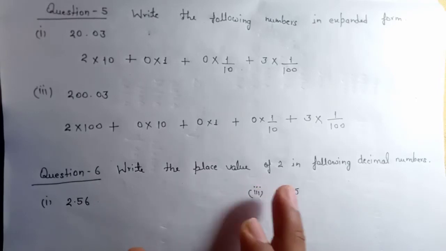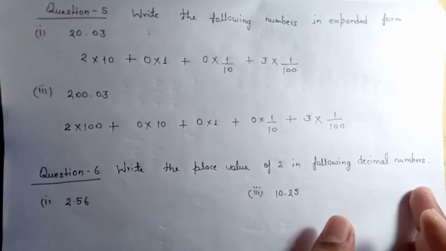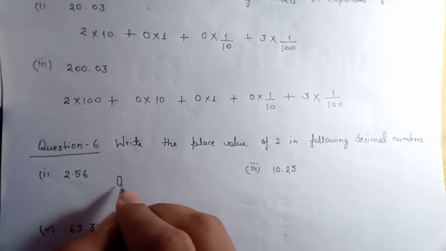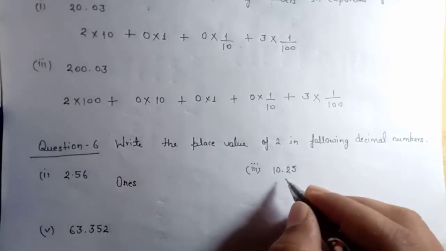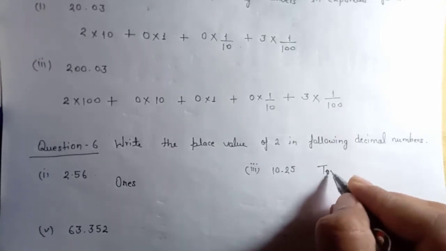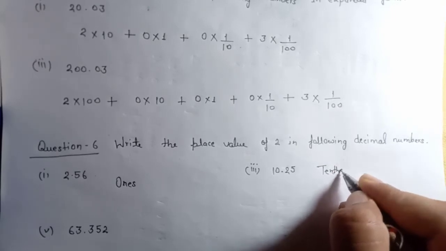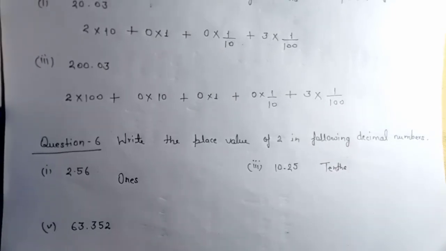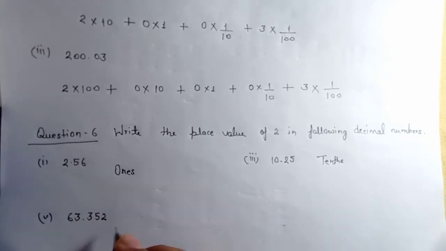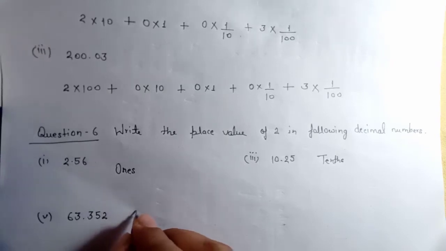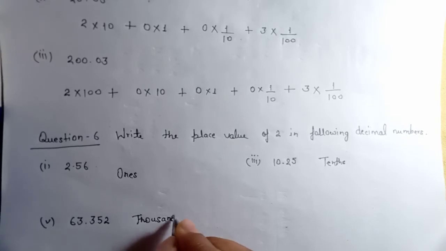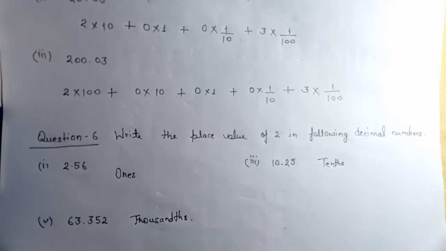Write the place value of 2 in the following decimal numbers. You can see here 2 is placed at the ones place. Here 2 is written after the decimal point and this is the tenths place. And then here it is 63.352 and 2 is placed as the thousandths digit.